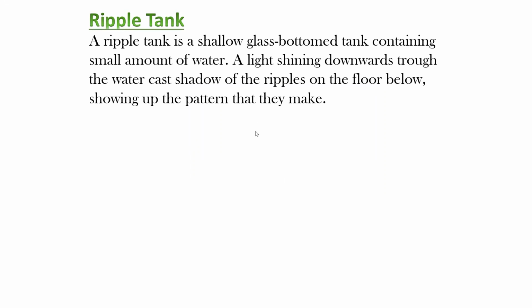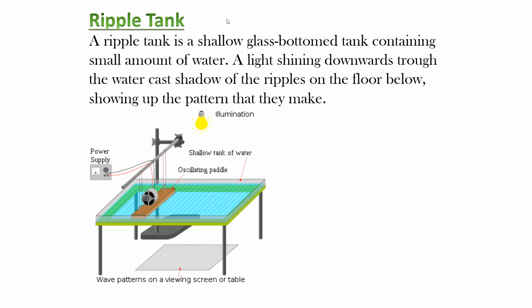So now we'll show the ripple tank. A ripple tank is a shallow glass-bottom tank which contains a small amount of water, and a light source is in front of the top of this. You can see an oscillating paddle, which means this paddle will move up and down. When the paddle is moving up and down, you can see the pattern. These are not the waves, these are the wave fronts. Since we place a light source, we can see a shadow at the bottom. This shadow can also be used to measure the wavelength of the wave we are producing. This is how ripple tanks actually look.